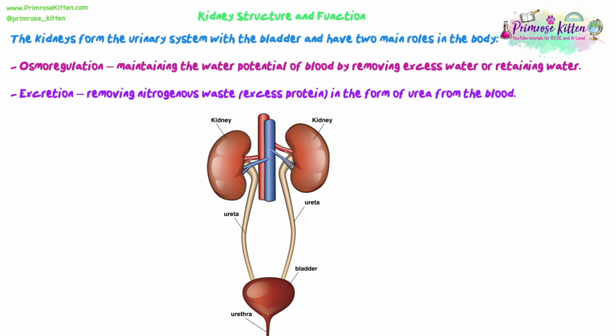So the kidneys are part of the urinary system, which contains the bladder as well. And so they're the three main organs in this excretory system that we have. They have two main roles, the kidneys, as part of this system.